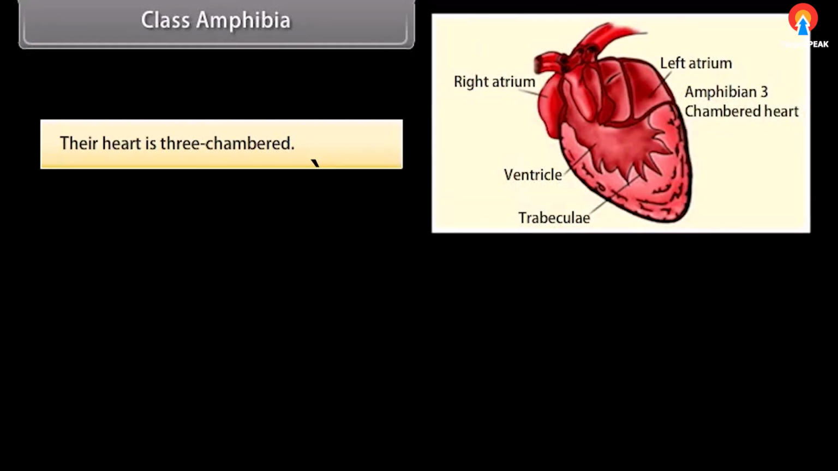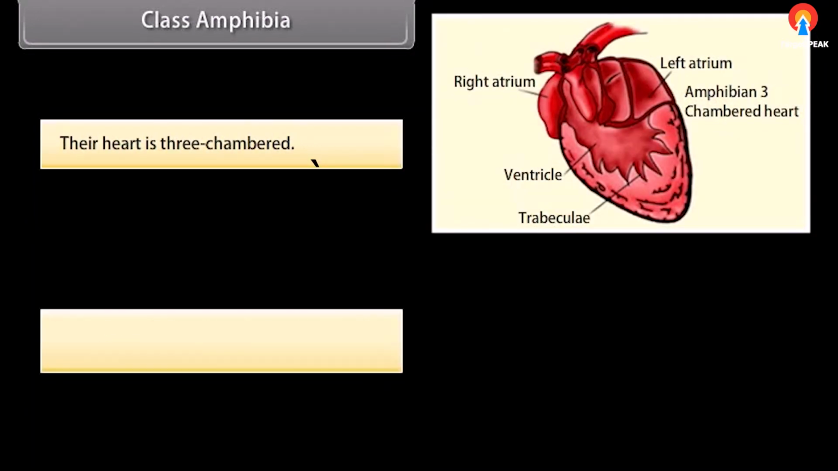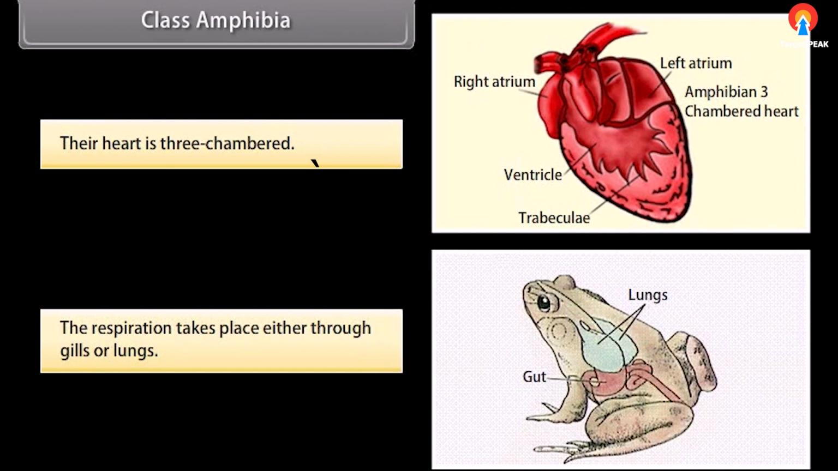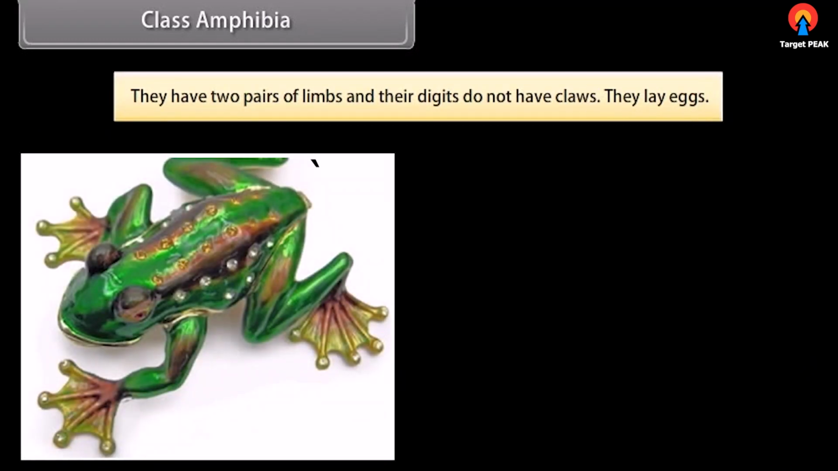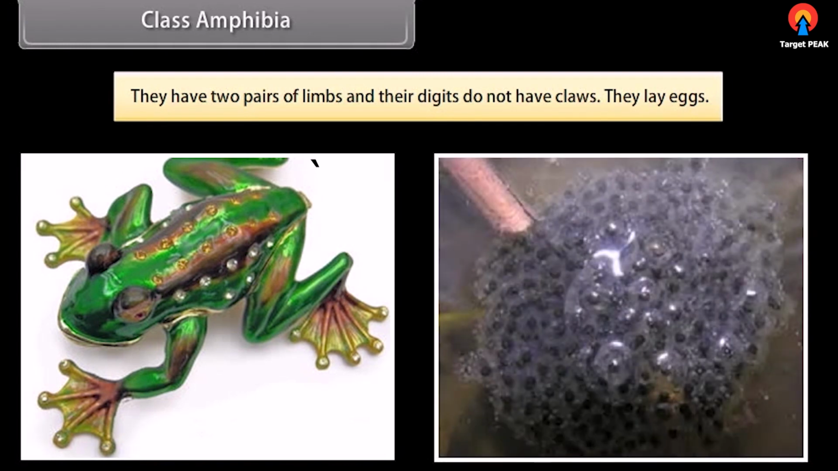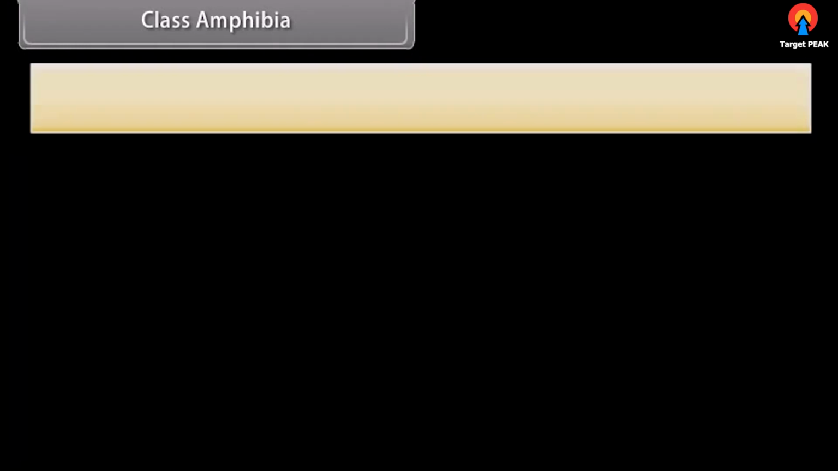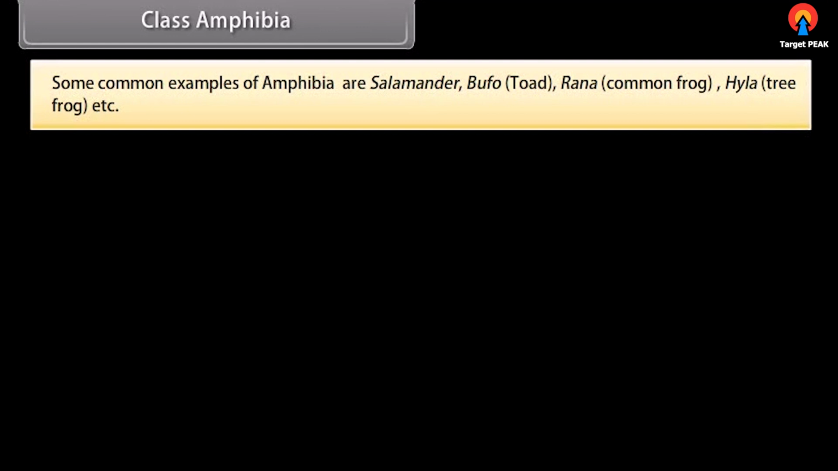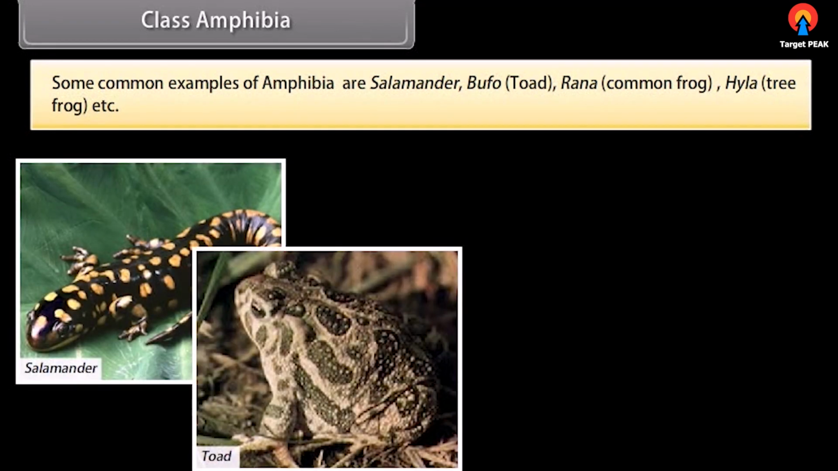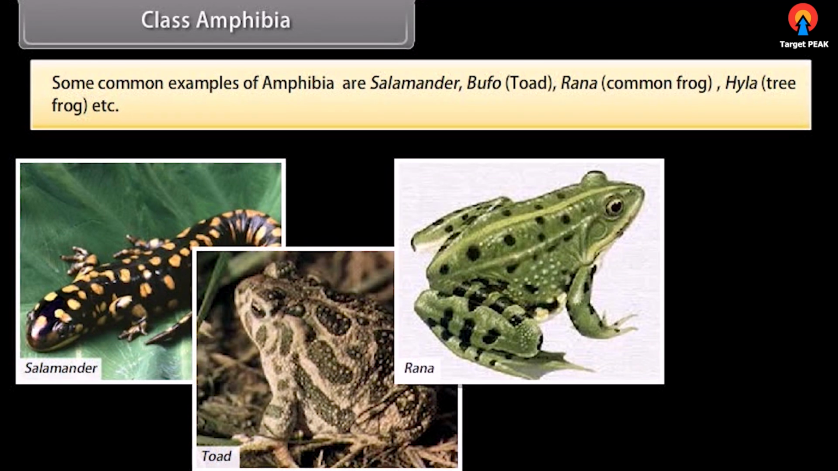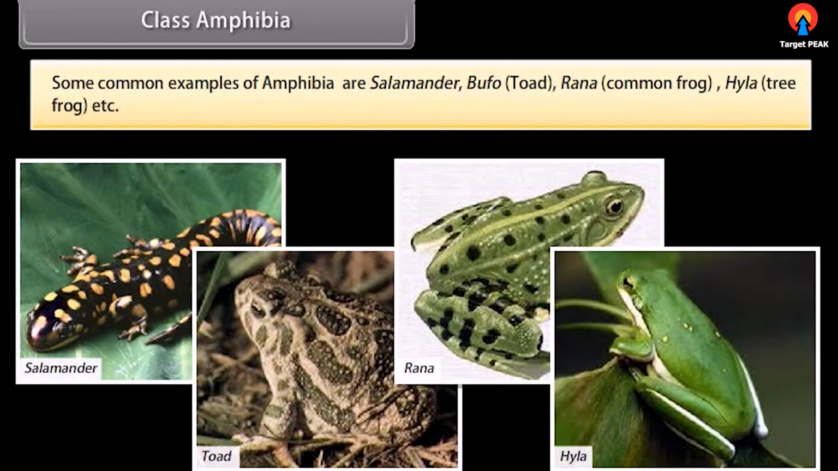Their heart is three-chambered. Respiration takes place either through gills or lungs. They have two pairs of limbs, and their digits do not have claws. They lay eggs. Some common examples of amphibia are salamander, Bufo, toad, Rana, common frog, Hyla, tree frog, etc.